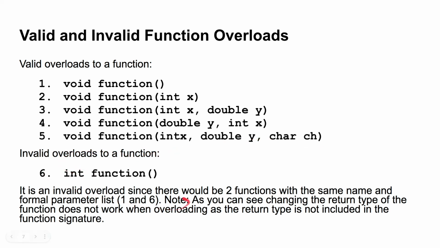But when we come down here to number 6, this is not a valid overload to the function, because although we're changing this data type over here, the return data type, we have a copy of the formal parameter list from example number 1 up here. So the compiler will not be able to tell the difference between example 6 and example 1 because they do not have different formal parameter lists. And since the function signature does not include this return type right here, it doesn't matter that we changed it. So this is not a valid overload to the function.